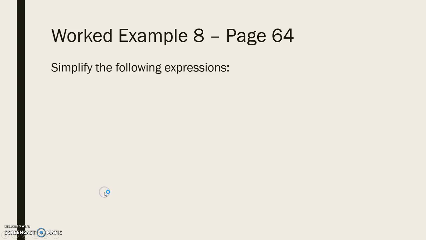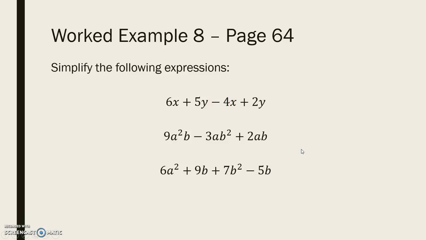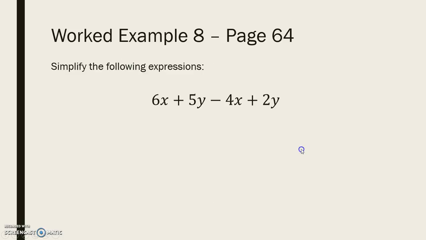Okay, let's look at some examples of how to simplify. So we're going to start by looking at grouping like terms. So that's basically addition and subtraction. So what we need to do first is identify our like terms. So in this case, they are the 6x minus 4x, 5y plus 2y. The minus stays with the 4. There's another one, and a third one, and a fourth one. Let's look at the first one first.